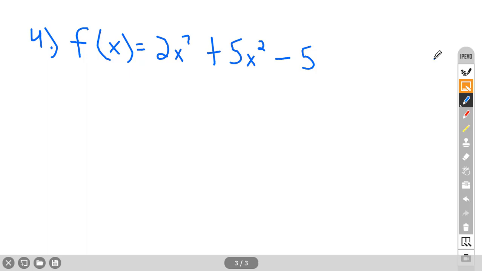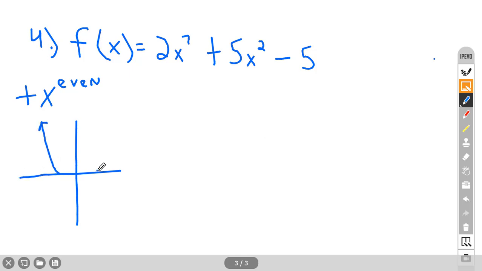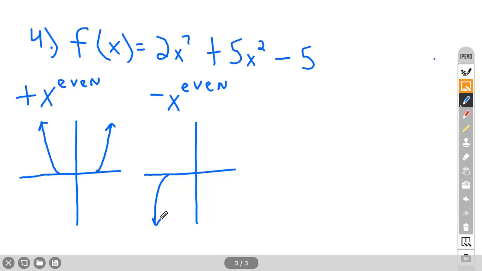You're going to remember from what we learned earlier that if I have an x to an even power and it's positive out front, it's going to take on the characteristics of an x squared graph on its endpoints. And so the left is going to be going up and the right is going to be going up. Now if I have a negative x to an even power, it's going to take on the characteristics of an x squared graph going downward.